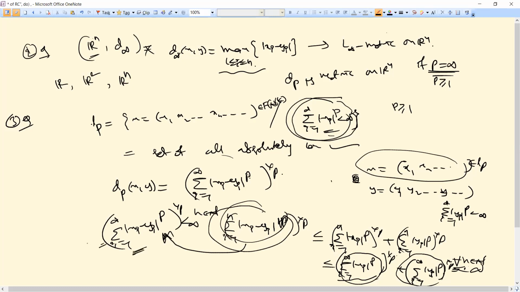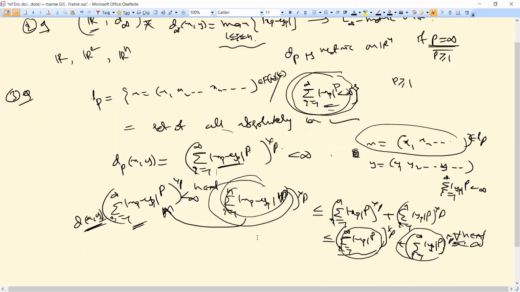This series is convergent means what? What is this? d(x, y). Therefore, this is a finite real number. It is a non-negative real number because the modulus is there. Is it clear? Yes, sir. So it is a non-negative real number. The second property is trivially true.